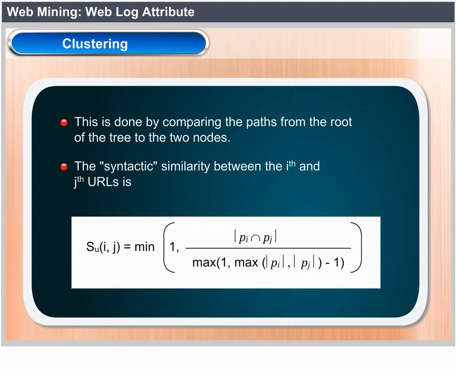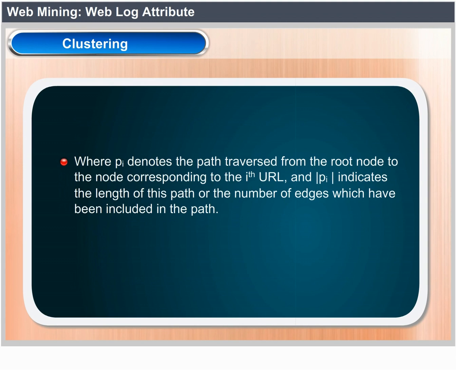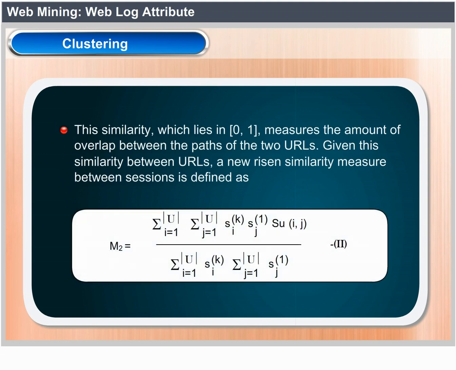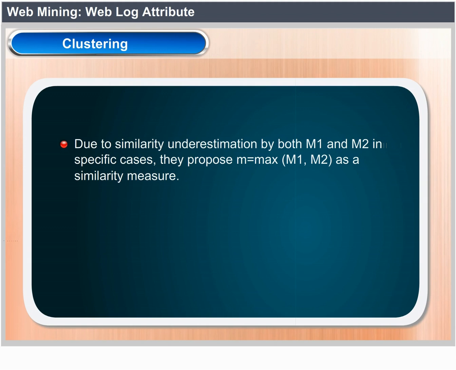where pi denotes the path traversed from the root node to the node corresponding to the ith URL, and modulus pi indicates the length of this path, or the number of edges included in the path. This similarity, which lies in [0, 1], measures the amount of overlap between the paths of the two URLs. Given this similarity between URLs, a new similarity measure between sessions is defined as shown on the screen. Due to similarity underestimation by both M1 and M2 in specific cases, they propose M equals max of M1, M2 as a similarity measure. This similarity is mapped to the dissimilarity measure D equals (1 minus M) the whole squared.